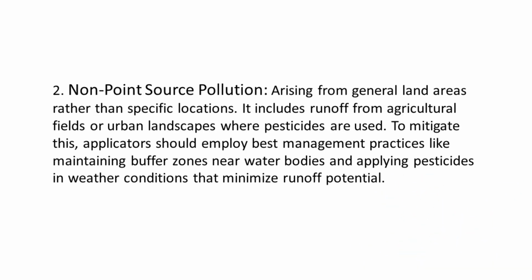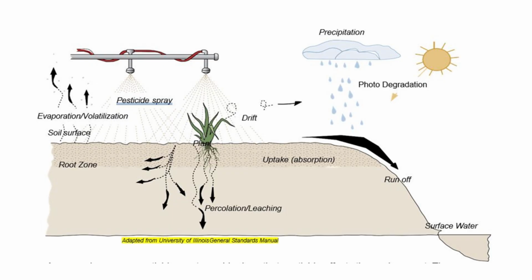Non-point source pollution, arising from general land areas rather than specific locations. It includes runoff from agricultural fields or urban landscapes where pesticides are used. To mitigate this, applicators should employ best management practices like maintaining buffer zones near water bodies and applying pesticides in weather conditions that minimize runoff potential. This should give you a good idea of pesticide movement and runoff.